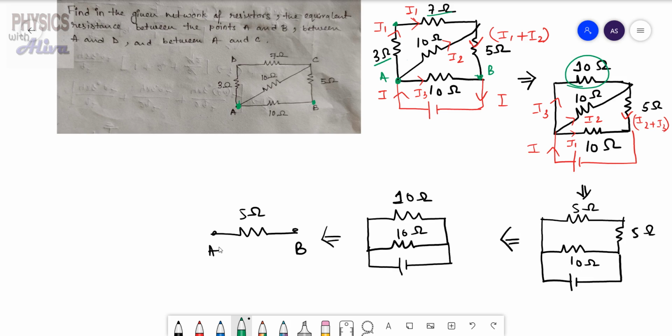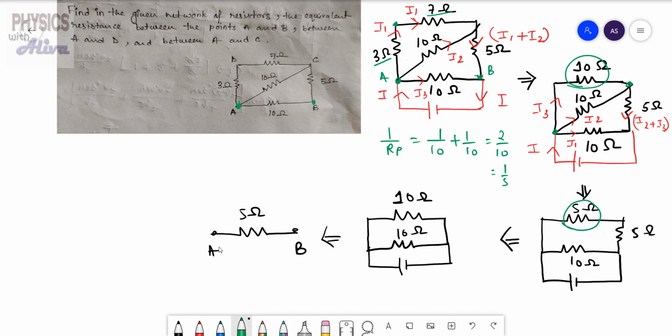Now we can see that this 10 ohm and this other 10 ohm are connected in parallel combination because two common junctions are there and two different currents are flowing through these two resistors. So we can write that 1 by Rp is equal to 1 by 10 plus 1 by 10, that is equal to 2 by 10, we get 1 by 5. So Rp is equal to 5. So we have replaced these two 10 ohm resistors by a 5 ohm resistor.